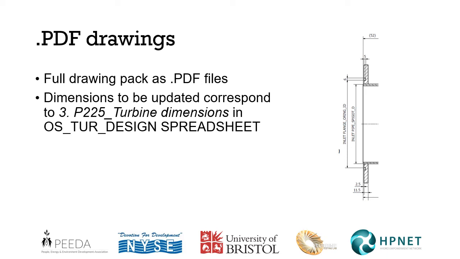There's a full drawing pack of PDF files, and as explained in the previous video, there will be some dimensions that need to be updated according to the design spreadsheet. So we can see here on this image on the right, where there is no dimension provided, but instead it says inlet flange _ O-ring _ ID. That dimension needs to be extracted from the design spreadsheet. And so within that design spreadsheet, it lists all of the drawings where there will be dimensions that need to be updated.